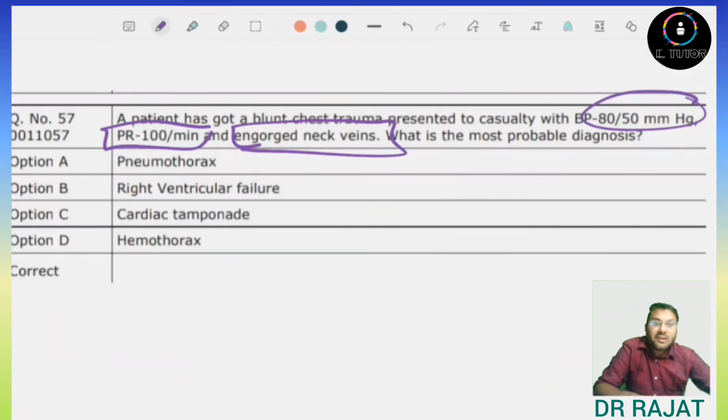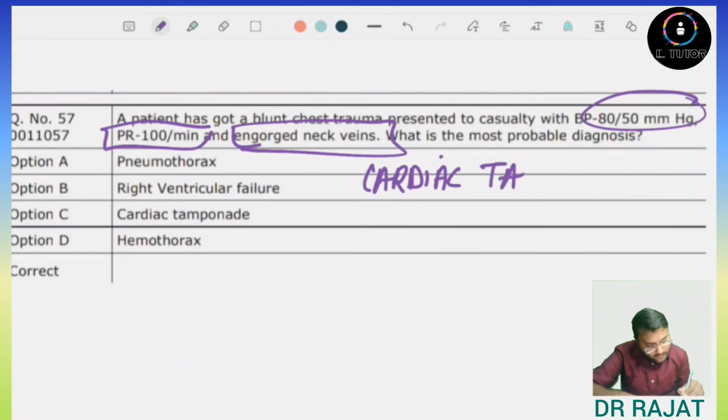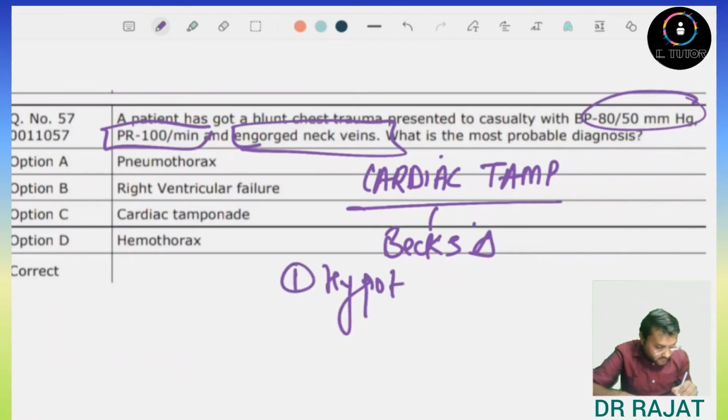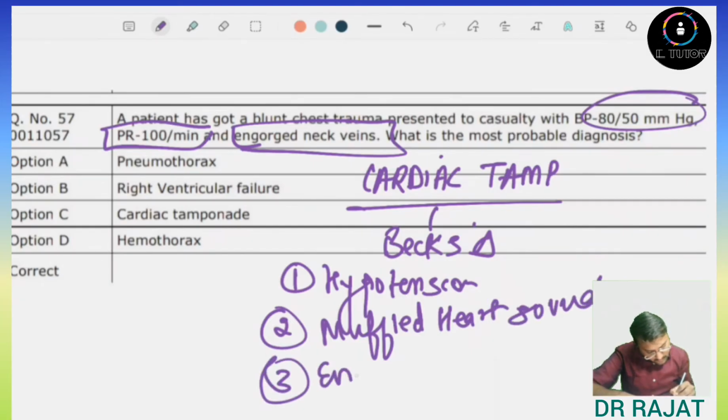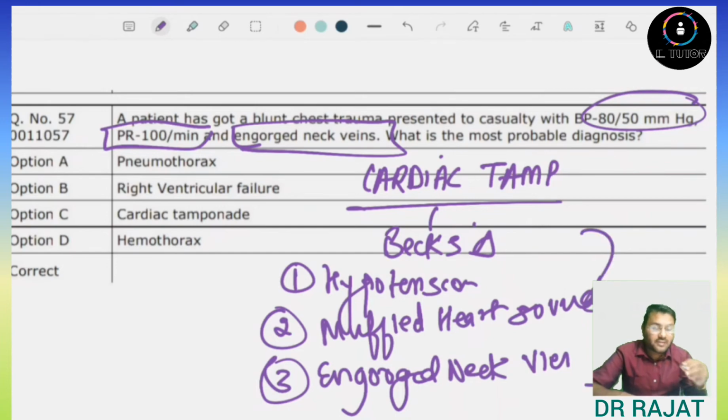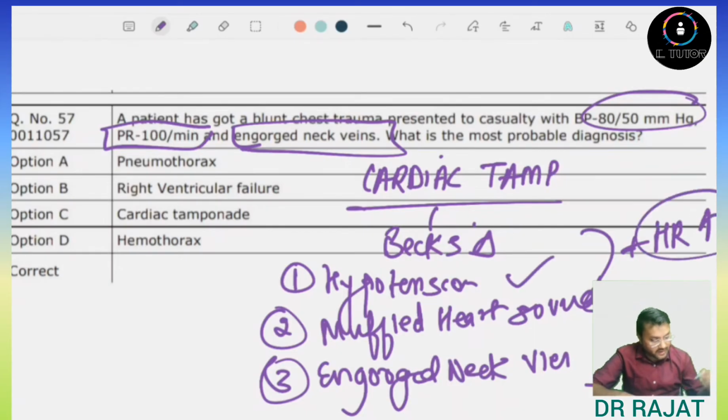So here, as BP is low, hypotension is there, and the engorged neck vein is present. So these are the features of cardiac tamponade. If we talk about cardiac tamponade, then Beck's triad is present, which is hypotension, muffled heart sound, and engorged neck veins. Except this triad, tachycardia is also present. So here hypotension is given, engorged neck vein is given, and heart rate is also increased. So tachycardia is also present. So answer here will be option number C, cardiac tamponade.